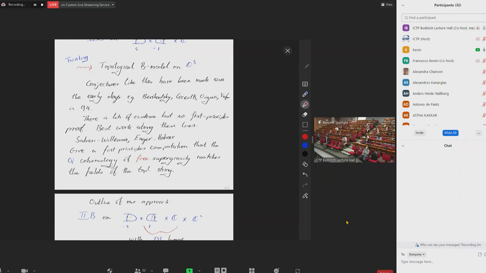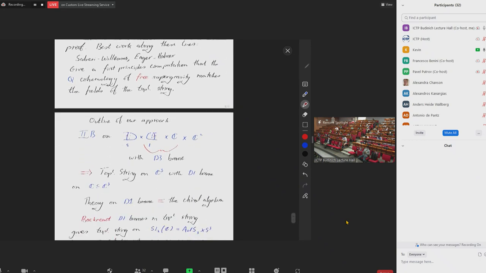Anyway, so these kinds of conjectures have been made since the early days of string theory, but things were really exciting back then, and I think people didn't want to take the time to stop and really derive everything from first principles. So I would say the first principles proof of these relationships is still lacking, but there's really nice work by Costello, Williams, Eager and Hahner, where they take the supergravity multiplet and take its Q cohomology, and they identify that with the fields of topological string theory. So I think there's really solid evidence that these relationships hold. And I'm going to accept that it should work for the rest of these lectures.